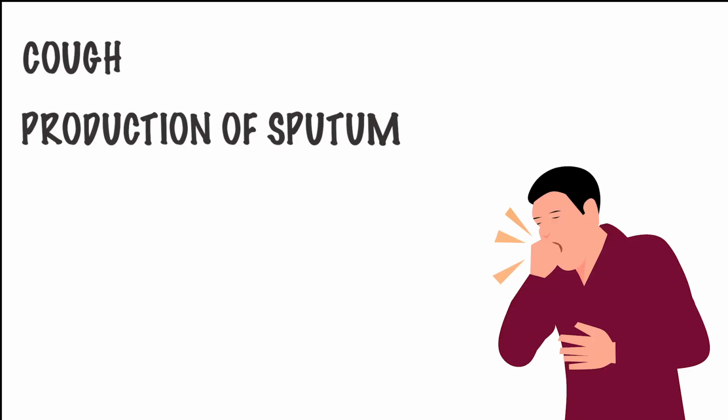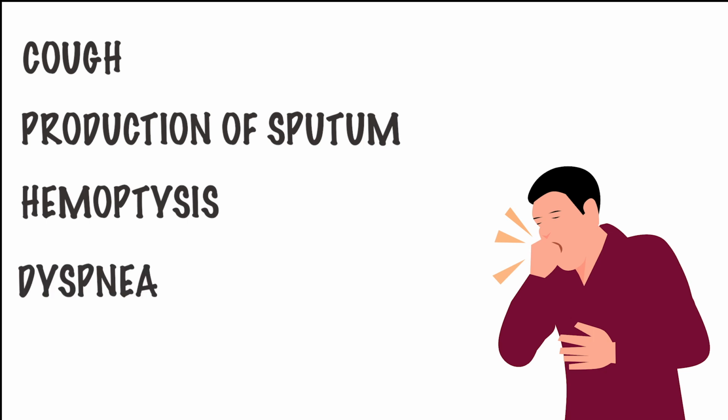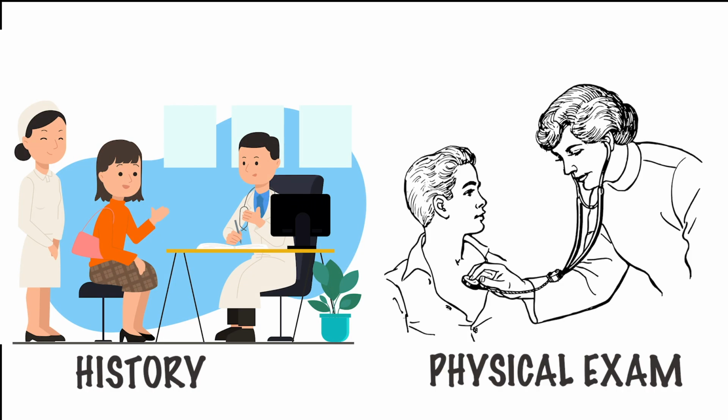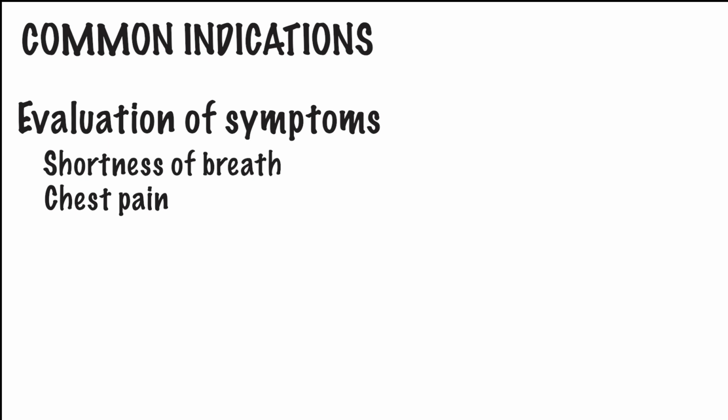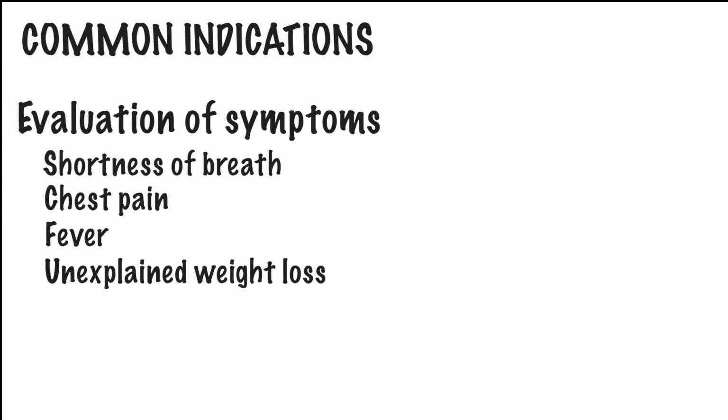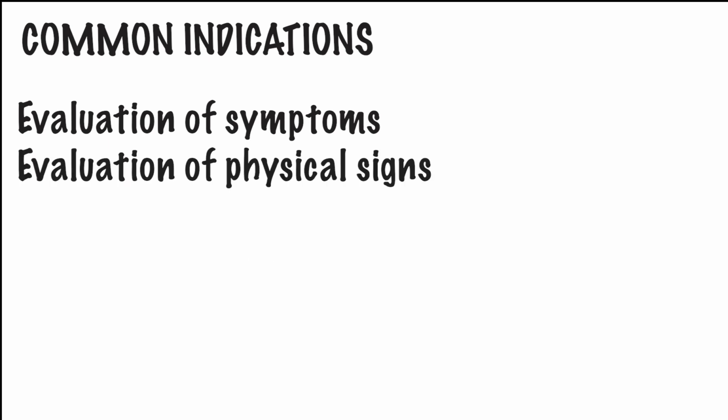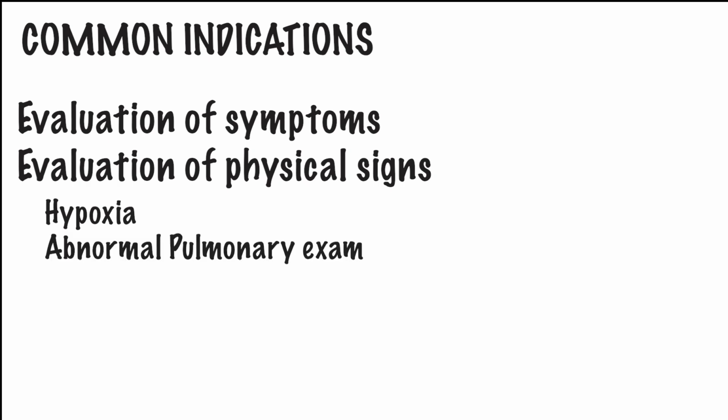Common symptoms due to respiratory disease include cough, production of sputum, hemoptysis, dyspnea or shortness of breath, and chest pain. Individuals may have other systemic manifestations such as fever, night sweats, and weight loss. Prior to ordering a chest x-ray, it is important to get a good history and perform a proper physical exam. Some common indications for chest x-ray include evaluation of symptoms such as shortness of breath, chest pain, fever, and unexplained weight loss, and evaluation of physical signs such as hypoxia and an abnormal pulmonary exam.